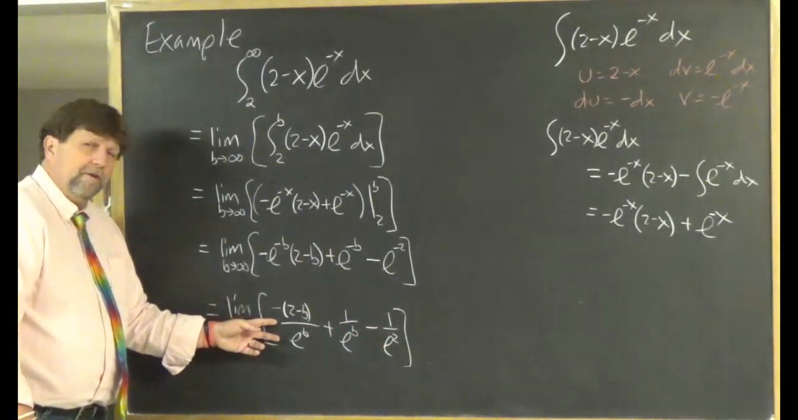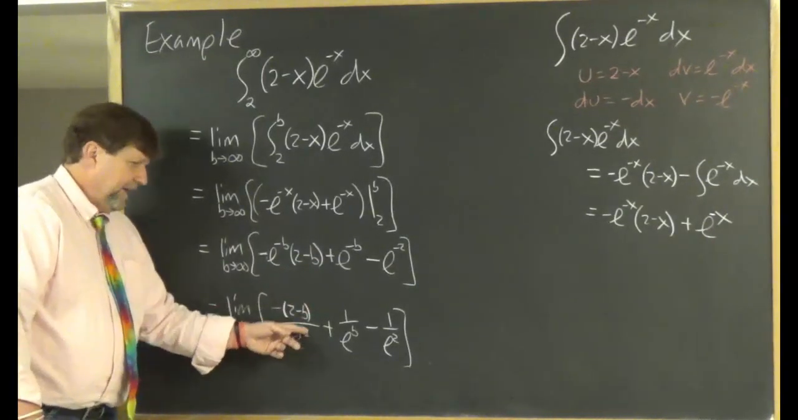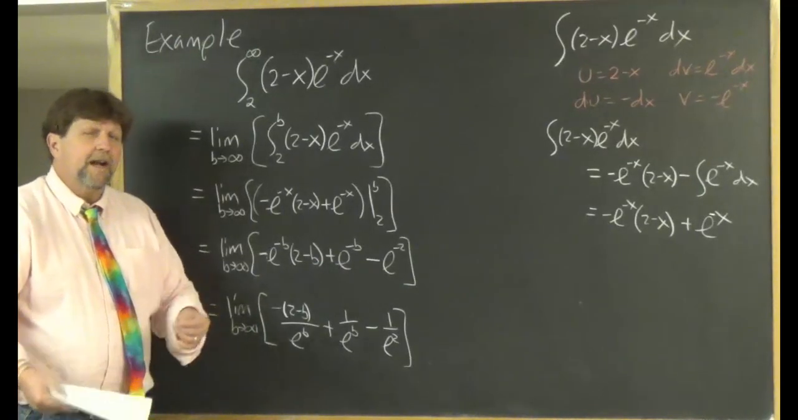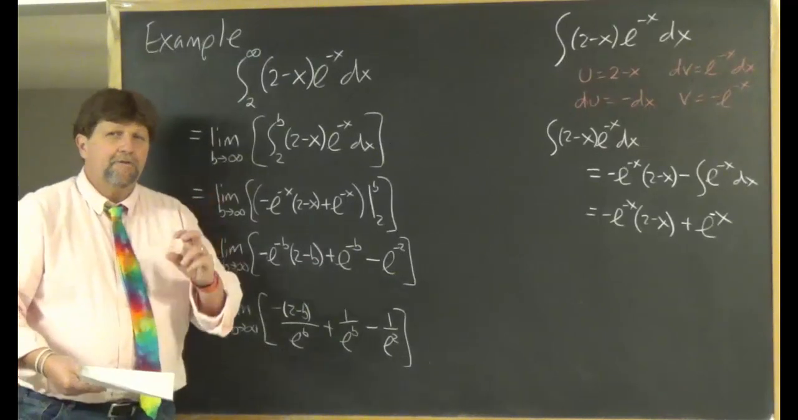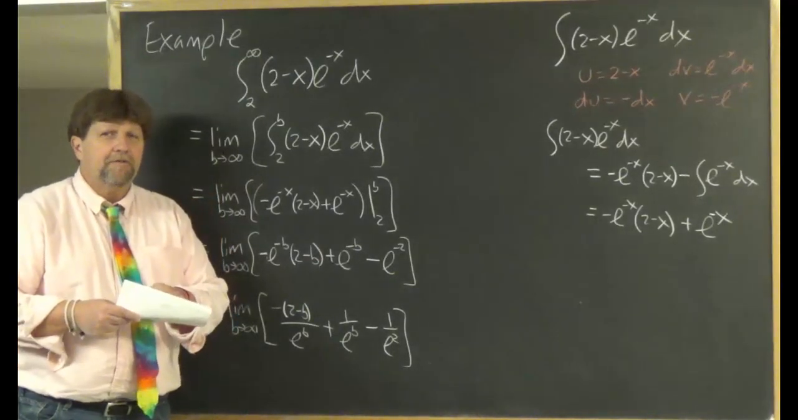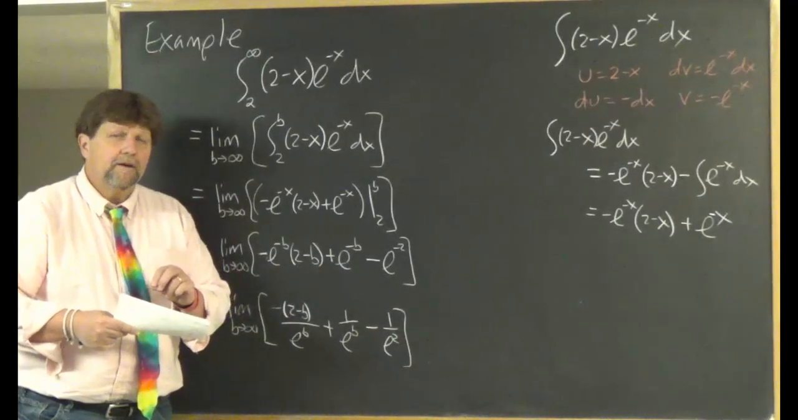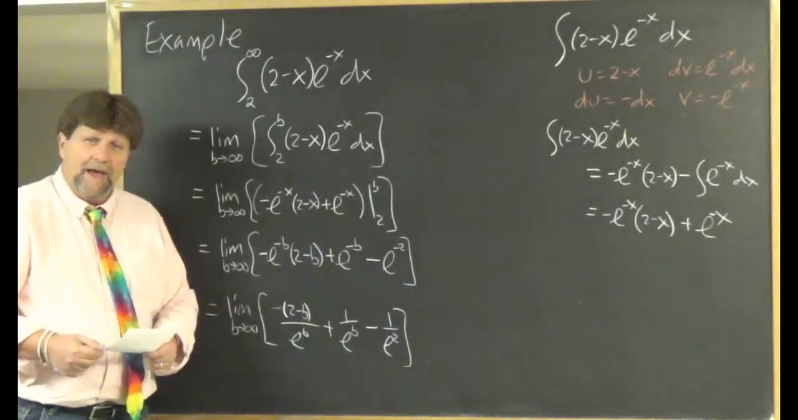It's this term right here. The limit as b goes to infinity: the numerator is going to infinity and the denominator is going to infinity. So the numerator and denominator are both going towards infinity. Infinity over infinity. That's an indeterminate form that would require L'Hopital's rule. Yeah, we need to remember L'Hopital's rule. We haven't dealt with that in a while.